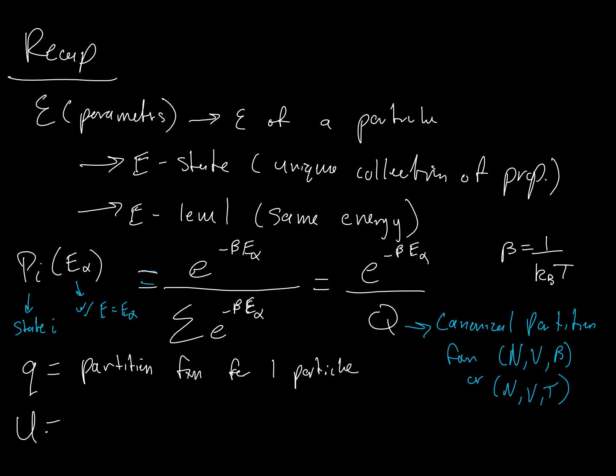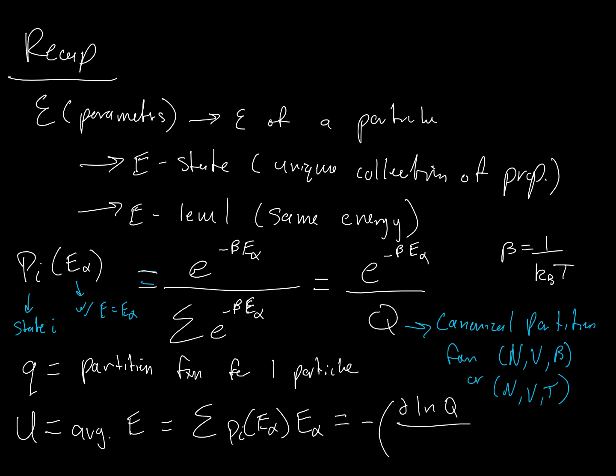And then lastly, the internal energy, U, we define as the average energy. And so it is a weighted average of the energy of a particular state multiplied by the probability of being in that particular state. And we can relate that to the partition function with a little bit of clever calculus.